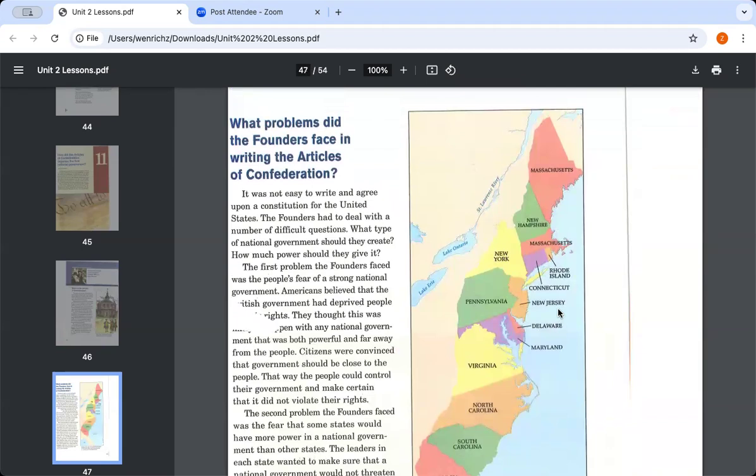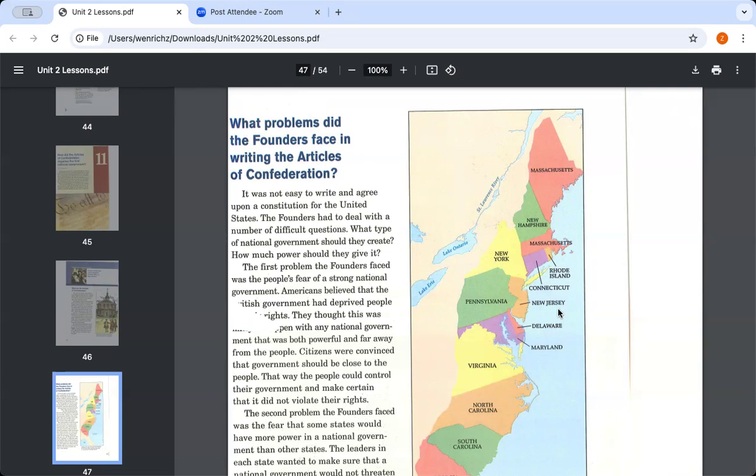So, what problems did the founders face in writing the Articles of Confederation? It was not easy to write and agree upon a constitution for the United States. The founders had to deal with a number of difficult questions. What type of national government should they create? How much power should they give it? And the first problem the founders faced was the people's fear of a strong national government.